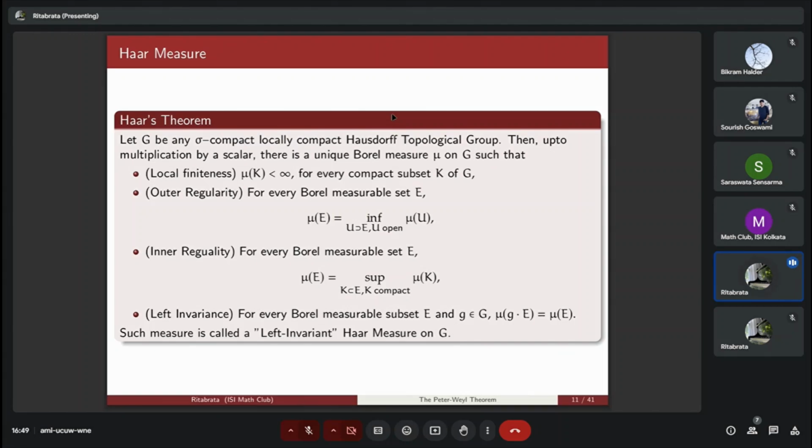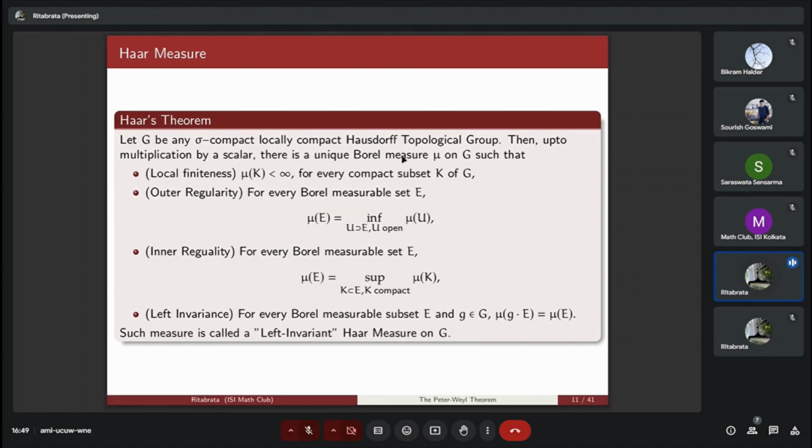So the theorem says that up to multiplication by a scalar, there is a unique Borel measure. Borel measure means a measure that is assigned on a measure space generated by open sets and closed sets. You can think of it as generated by these. The measurable sets are basically countable unions, intersections, and complements of open and closed sets.